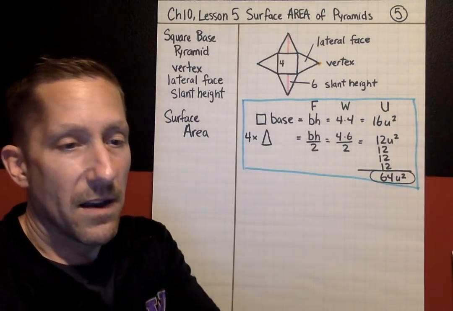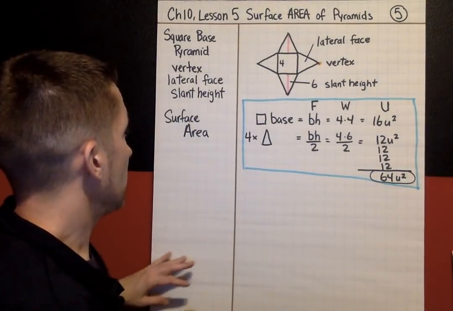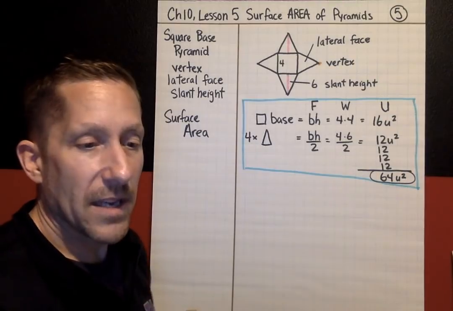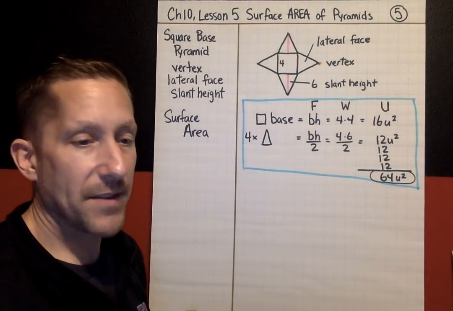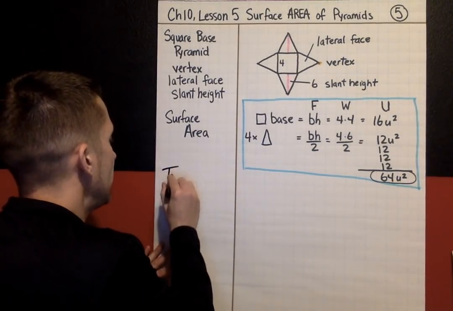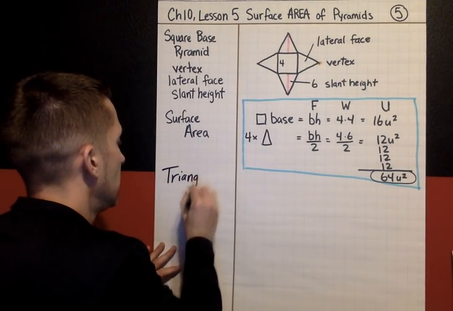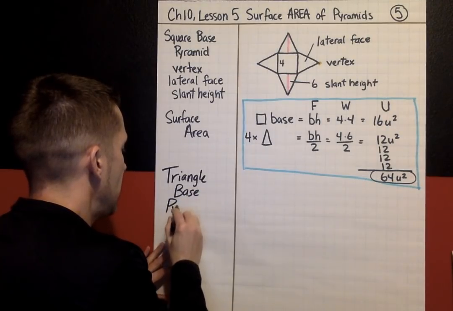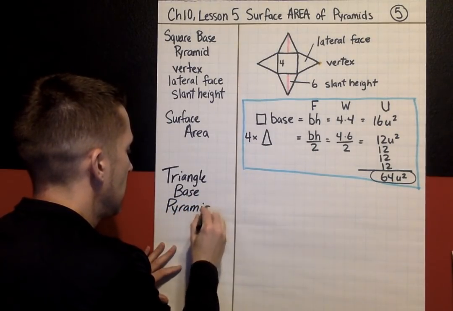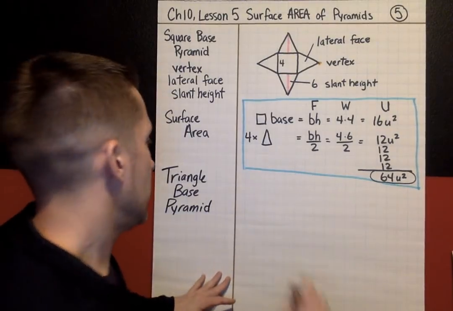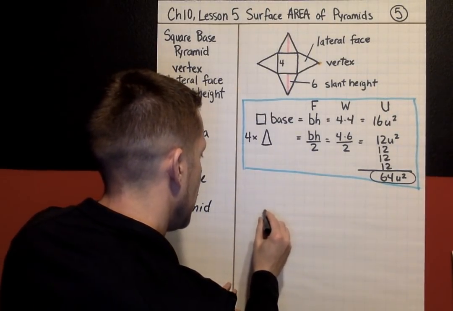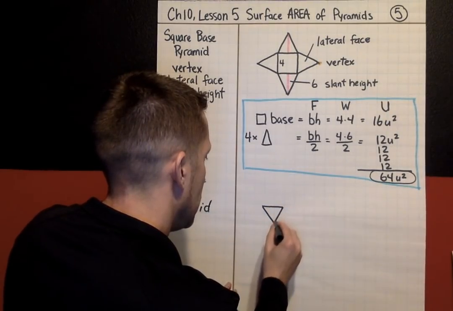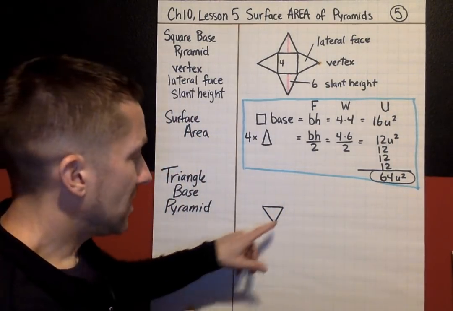Okay, moving on. Square-based pyramid, sorry. Next, we're going to look at surface area for a triangle-based pyramid. So what if our base is a triangle? Triangle base pyramid. And I'm going to sketch a triangle here. So I'm going to sketch a triangle that looks like that. And that is going to be our base.